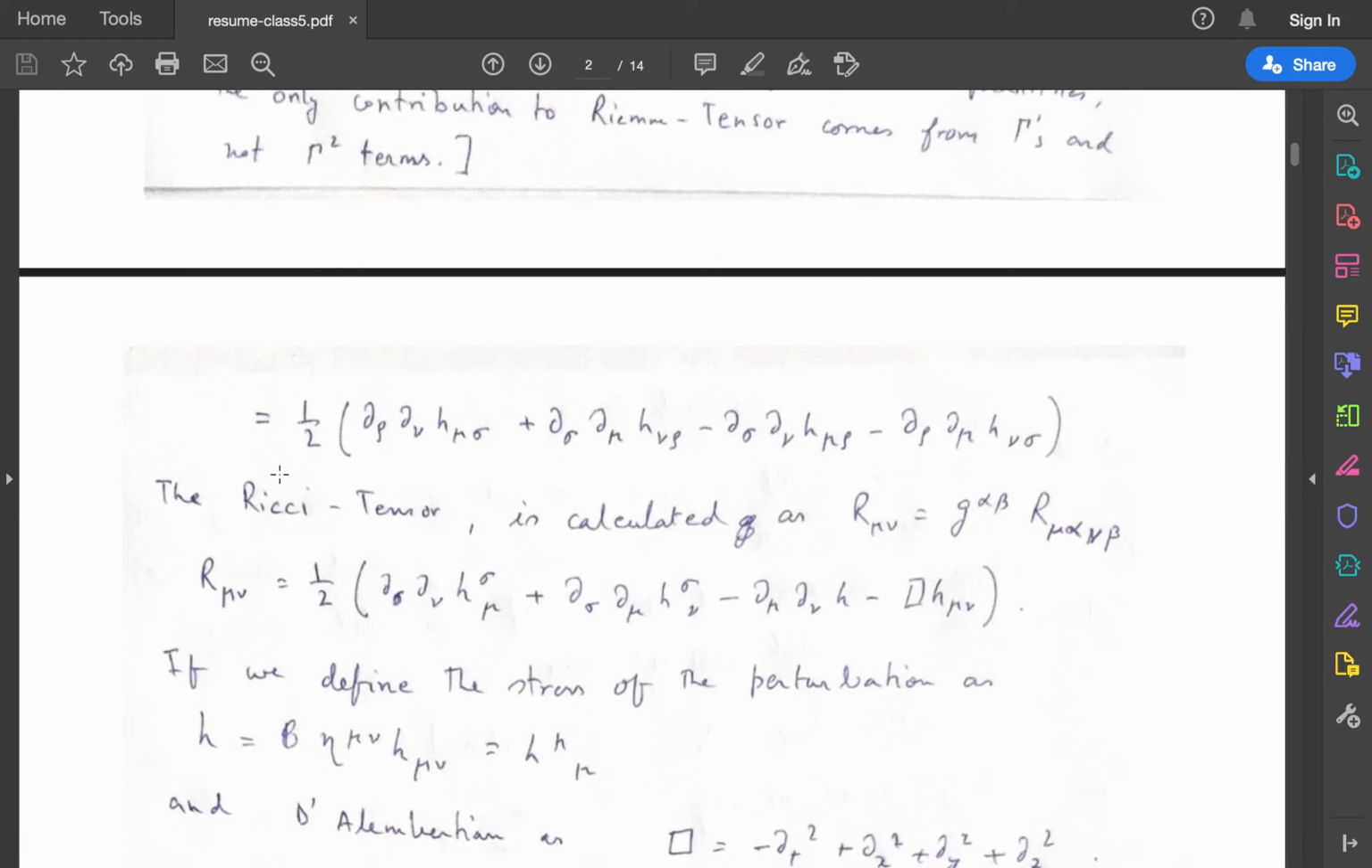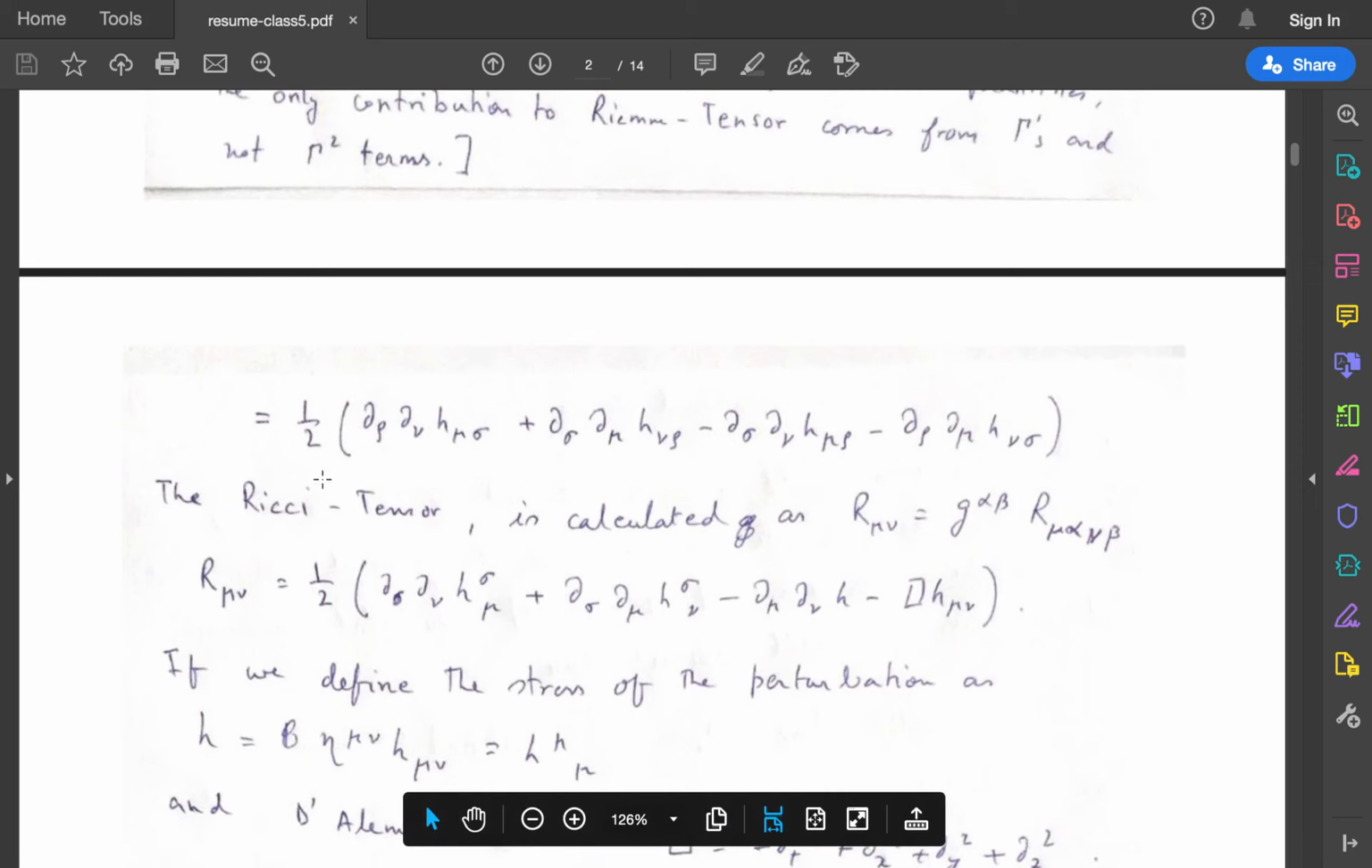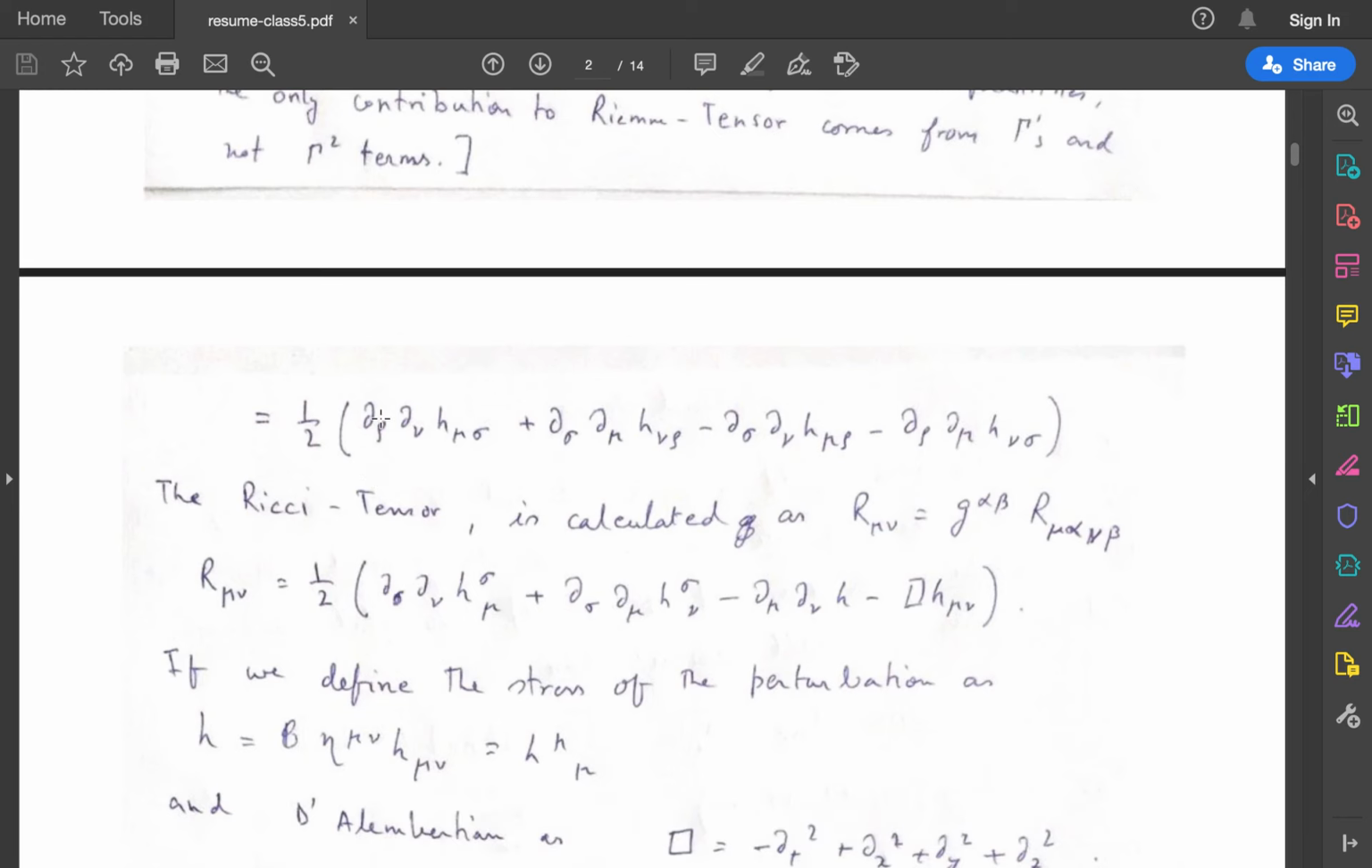Once the Riemann curvature tensor is found, we know how to find the Ricci tensor. It is just compressing two indices, let us say alpha and beta. So in this we just multiply with, let us say, rho sigma. If I compress that, the Ricci tensor will be of this form. See, everywhere we have a double derivative with h mu nu or h rho mu.